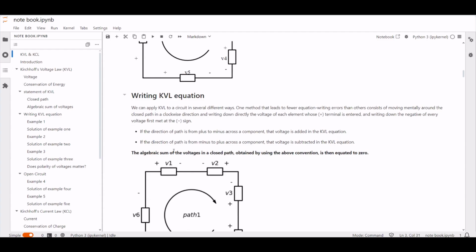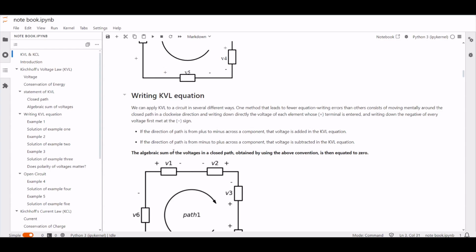So, how do we write the KVL equation? We can apply KVL to a circuit in several different ways. One method that leads to fewer equation writing errors than others consists of moving mentally around the closed path in a clockwise direction and writing down directly the voltage of each element whose plus terminal is entered, and writing down the negative of every voltage whose minus terminal is entered first.